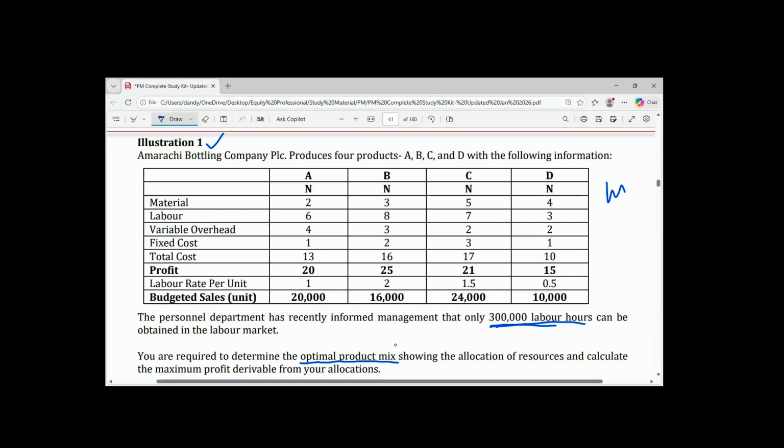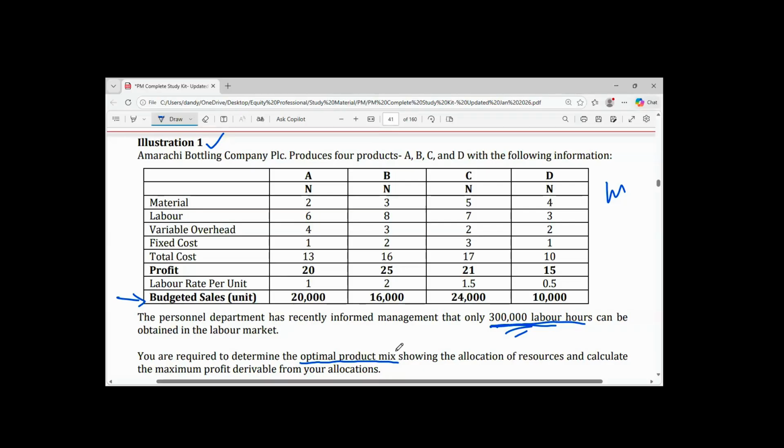For us to be able to produce all these units, to maximize contribution, to take advantage of market condition, you need to determine the labor hours that will be required to produce 20,000 units of A, 16,000 units of B, 24,000 units of C, 10,000 units of D. So if the total required labor hour is more than the available hours of 300,000, it means that there is a constraint. We then move to step 2.